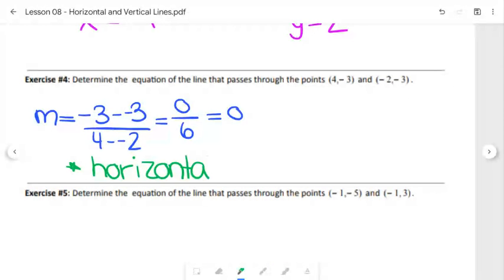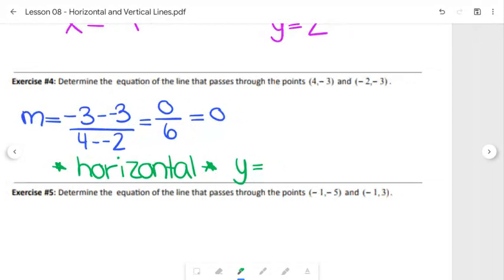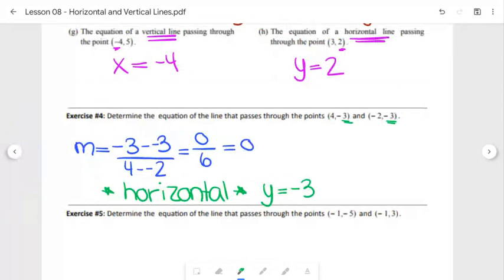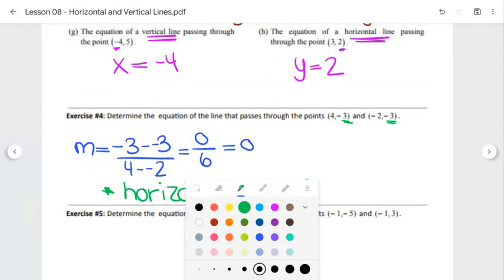Since my line is horizontal, it's y equals. And if I would have just looked at this, I would have seen that they had a repeating y value, so I could have automatically jumped to y equals negative 3. I do want to take a quick second and show you guys something though.